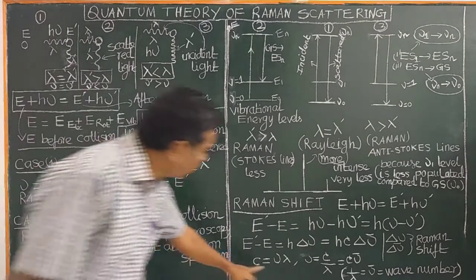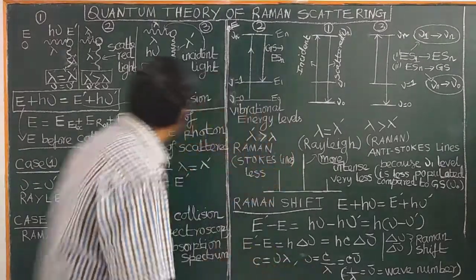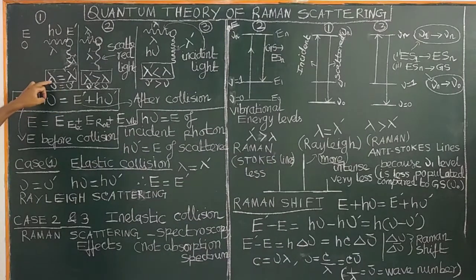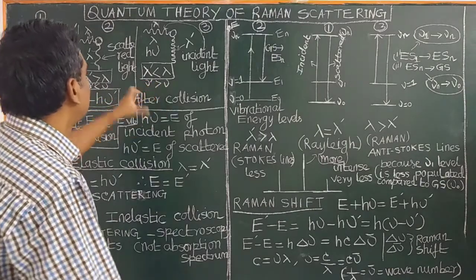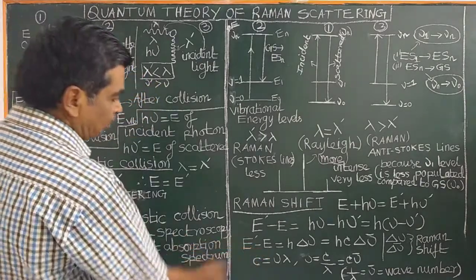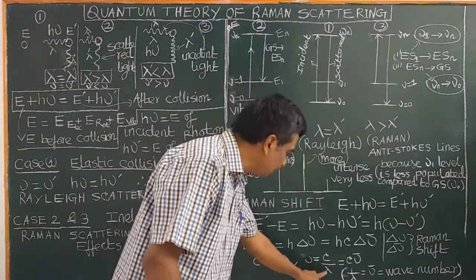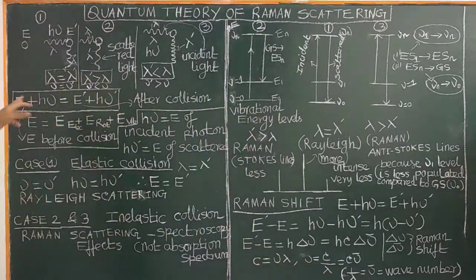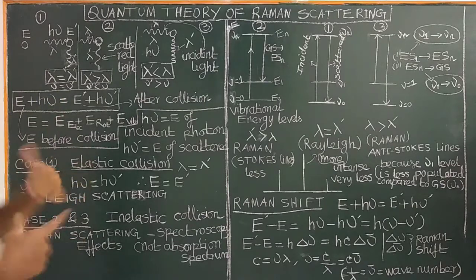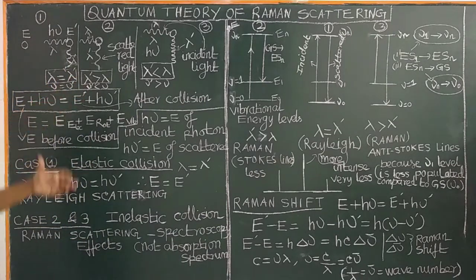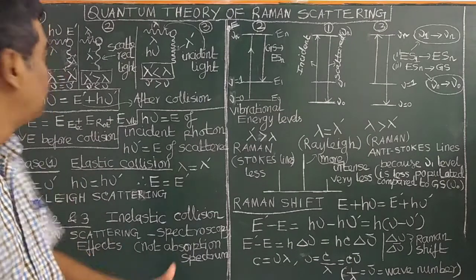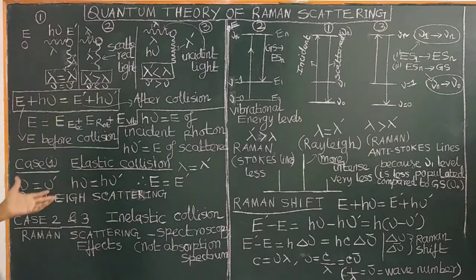You see, c is equal to nu lambda, so nu is inversely proportional to lambda. Therefore, the three cases are: nu equal to nu prime; nu prime less than nu; and nu prime greater than nu, because they are inversely related. Lambda is the wavelength of the light, the photon. Nu is the frequency of the incident light. Nu prime is the frequency of the scattered light.